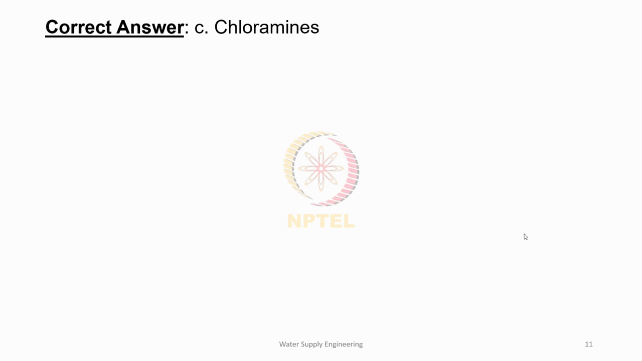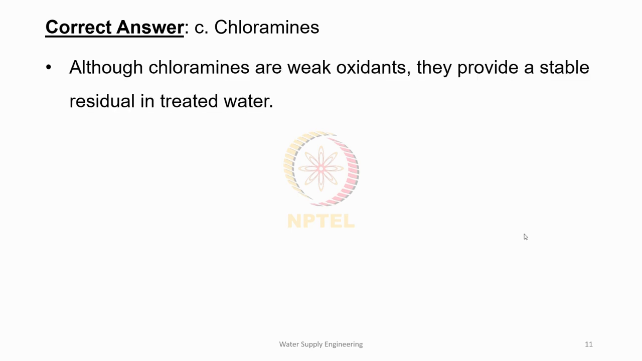Okay. So, the correct answer is option C, chloramines. Although chloramines are weak oxidants, they do provide a stable residual. Once the chloramine is added to the water sample, it will first remove all the present microorganisms, and then some amount will be left behind as residual to protect from future contamination.